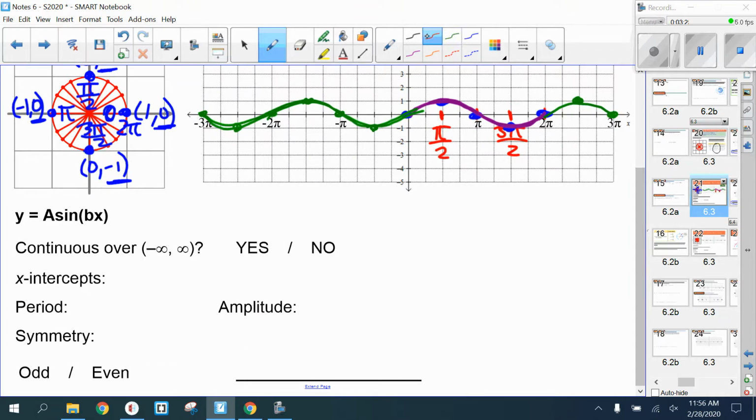This graph is continuous over the entire domain. That means there's no holes and no asymptotes. I can trace this thing completely from left to right without picking up my pencil. The x-intercepts are like 0 and pi and 2 pi and 3 pi. They are multiples of pi, so I'm going to say n pi are my intercepts.